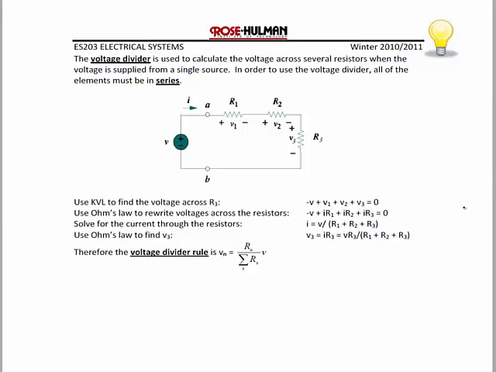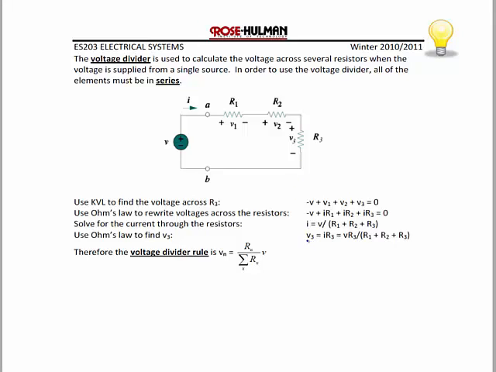The voltage divider is based upon KVL, and we can see that by looking at this equation here. The sum of the voltages around the loop is negative V plus V1 plus V2 plus V3 equals 0. So if we define that clockwise current I, then we have negative V plus IR1 plus IR2 plus IR3 equals 0. So when we solve for I, we see that I is equal to the voltage source divided by the sum of the 3 series resistors.